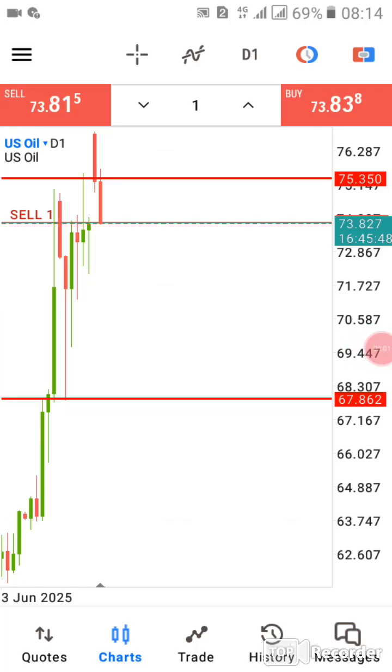Yes, again, good morning. I just want to quickly share this trade on US oil. Going by the strategies we use, we come straight to the daily time frame, and from there we try to pick out our daily high and our daily low.